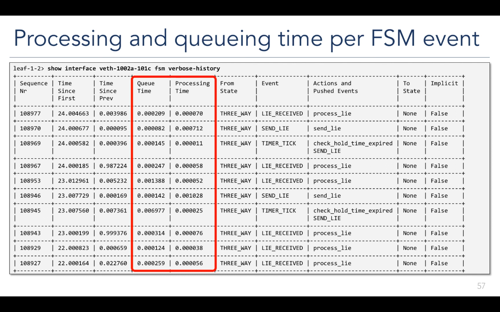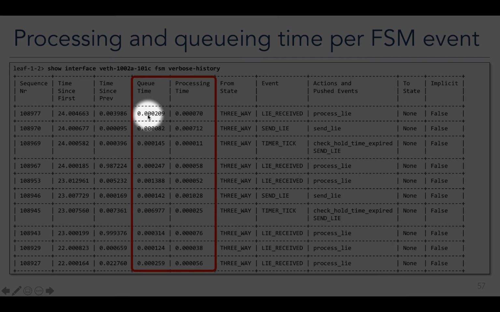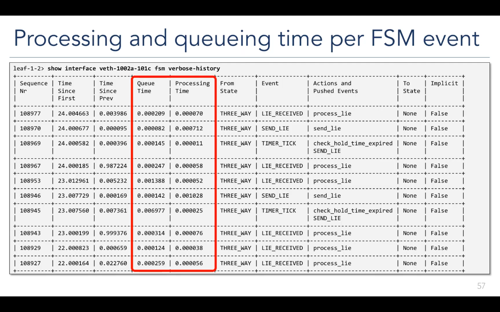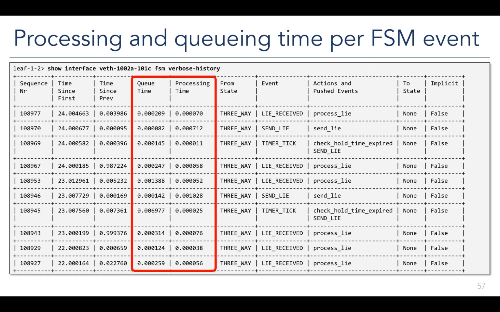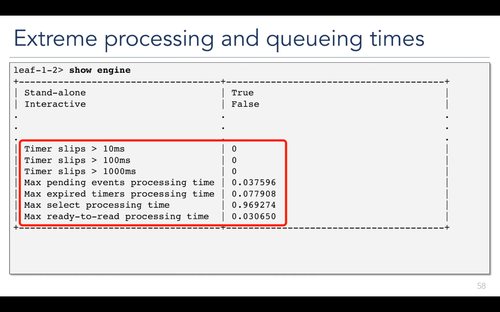We enhanced Rift Python to allow you to keep track of exactly how much time events spent waiting in the queue, waiting to be dispatched to the finite state machine, and once they were dispatched, how long it took to actually process that event. Rift Python also keeps track of various unusual processing times so that you can quickly see if there is a problem.